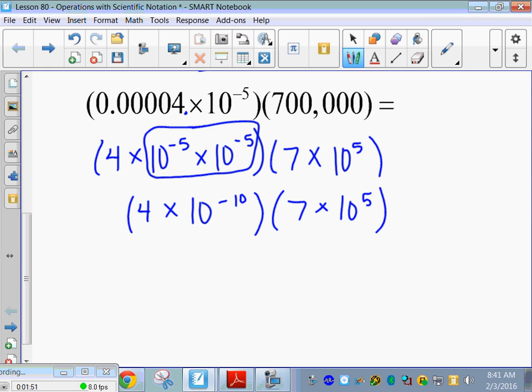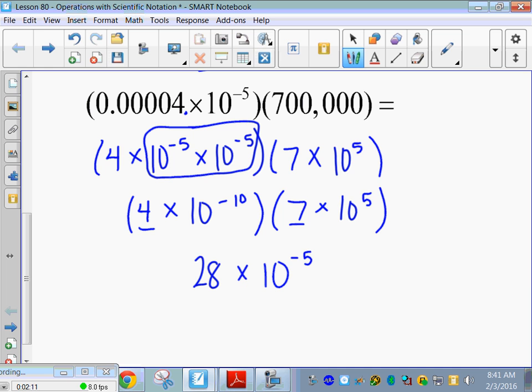Now we multiply our numbers together, and we multiply our tens together. Numbers with numbers, tens with tens. So 4 times 7 gives me 28. Add exponents on the tens. So negative 10 plus 5 gives me negative 5.